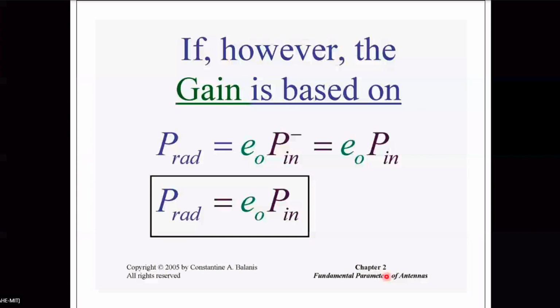If however gain is based on P rad equal to E naught into P in minus, this is if your reflection losses have to be considered. As I told you, E naught into P in minus. Here, P in minus is treated as P in, so P rad is E naught into P in. E naught is overall efficiency comprising ER, EC and ED. Understood? Is it clear? Yes, sir.